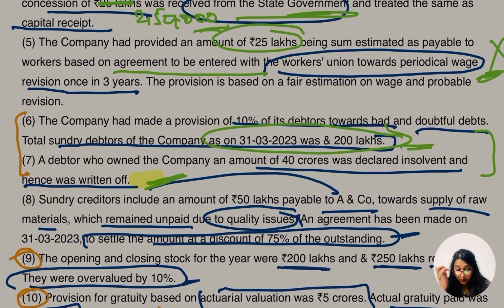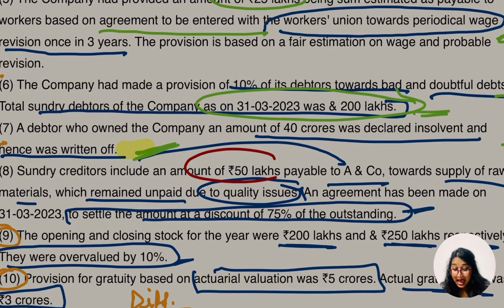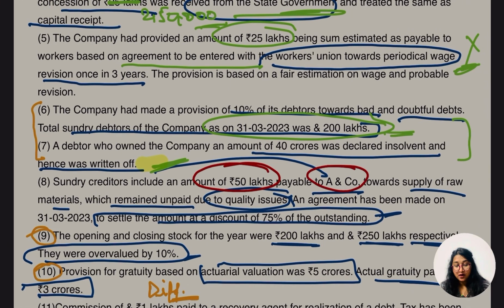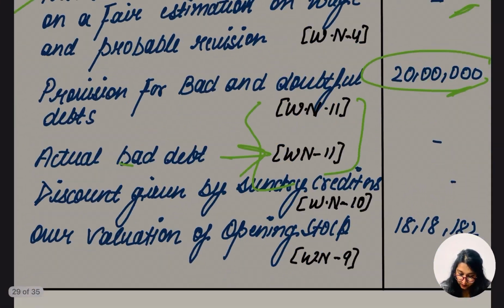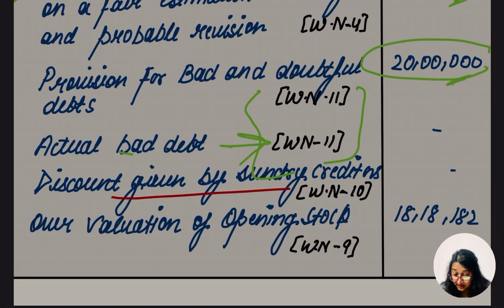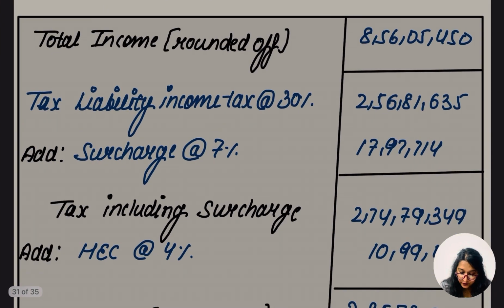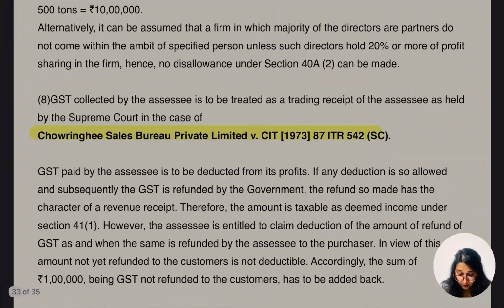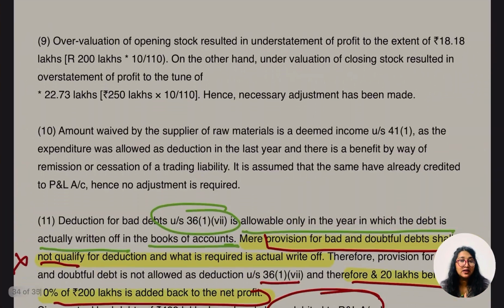Okay, so yes, let's go for the 8th. It says the sundry creditors include an amount of 50 lakh payable to ANC, a supplier of raw material, which remained unpaid, and 75% discount was now given. Yes, so let's see what is going to be the right amount here. Okay, so yes, as we have taken the discount given by the sundry creditor, we are not going for any adjustment. But why so? Okay, so we have to identify what the reason was. In this case, we are not going to take the amount, the discount actually given, which is to be paid.